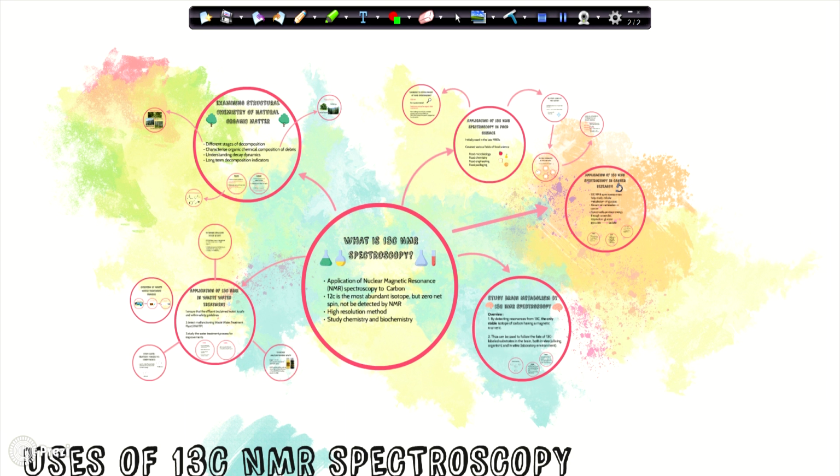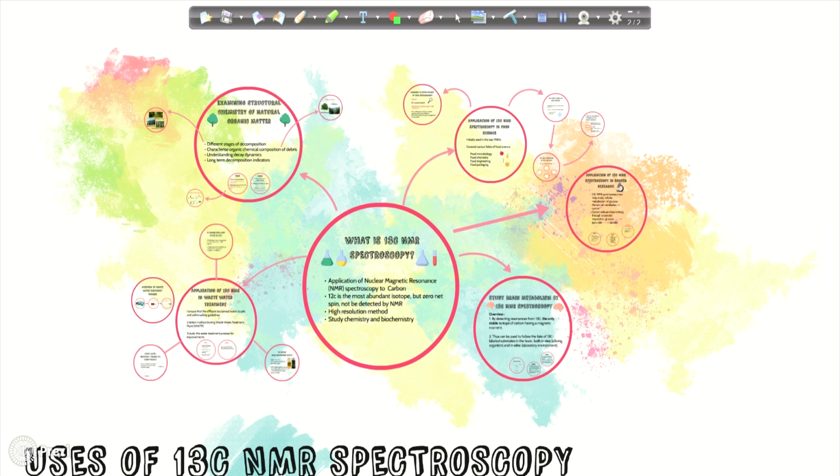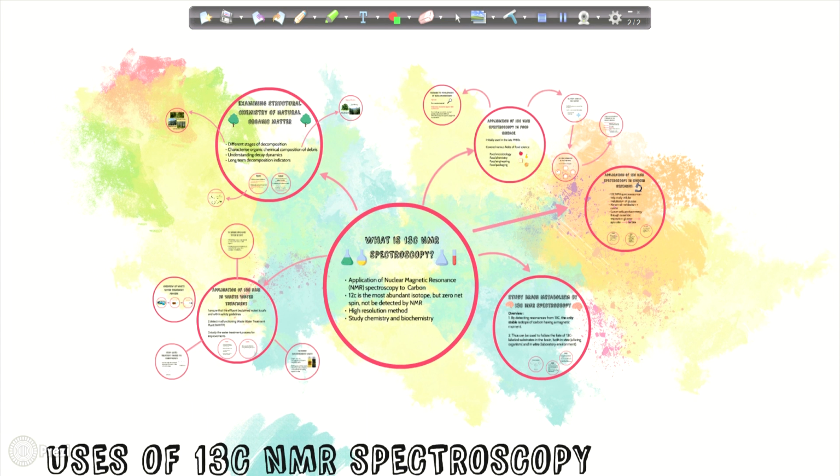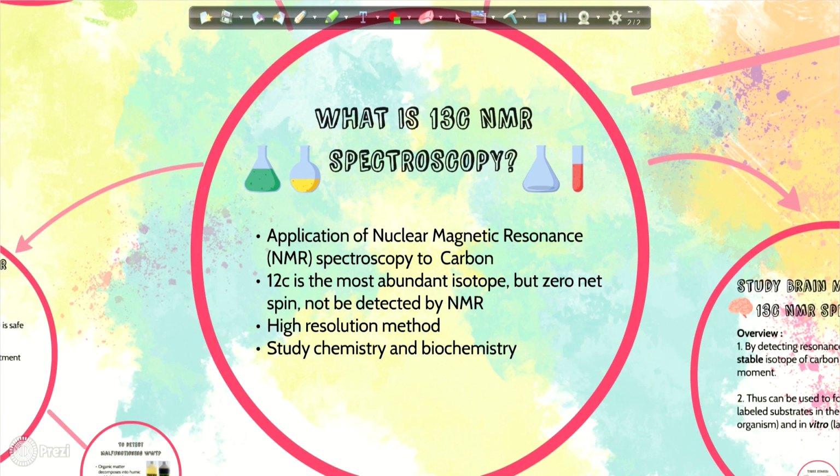Today, our group will be focusing on nuclear magnetic resonance spectroscopy, where we'll be talking about the uses of 13C NMR spectroscopy. Firstly, let's look at a brief overview of what 13C NMR spectroscopy is. 13C NMR spectroscopy is the application of nuclear magnetic resonance spectroscopy to carbon.